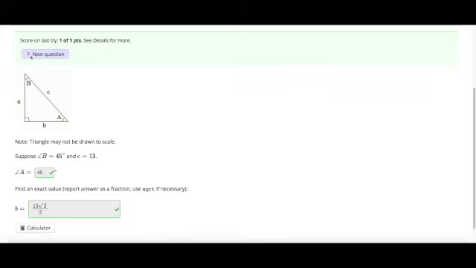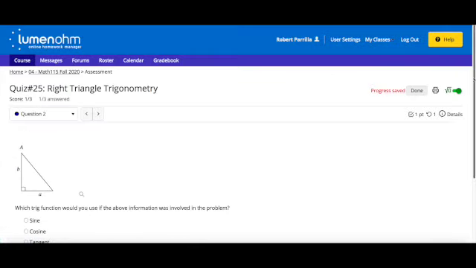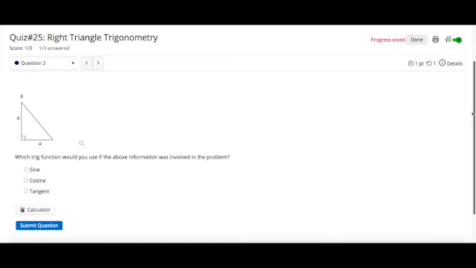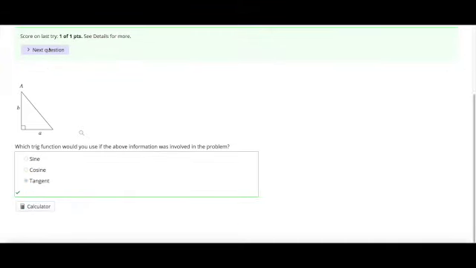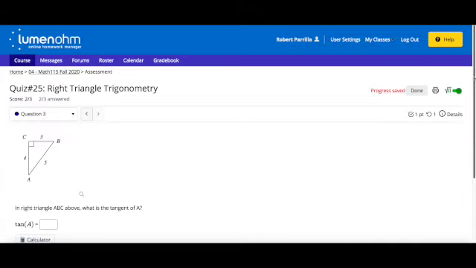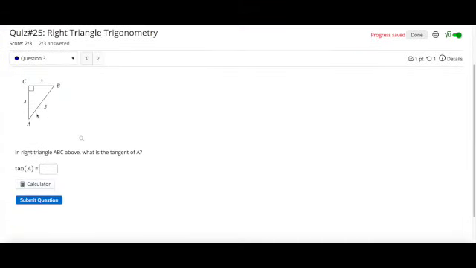And again, once you know the special right triangles, not similar, once I have special right triangles really locked in, these are really easy to do. Which trig function would you use in this case? I would use the opposite over the adjacent, or the tangent. Move on. Next question.